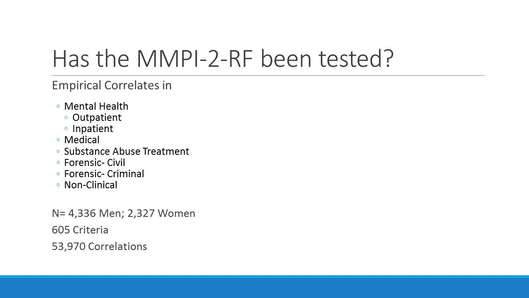And these empirical correlates have been derived from a range of settings, including mental health, medical settings, substance abuse treatment settings, 2 types of forensic settings, and so forth. Across these samples, they total well over 6,000 individuals. There are 605 independent external criteria on which the MMPI-2-RF scales were evaluated. Some were clinician ratings, therapist ratings, history data, other self-report questionnaires, and so forth. And all in all, it totals almost 54,000 correlations.